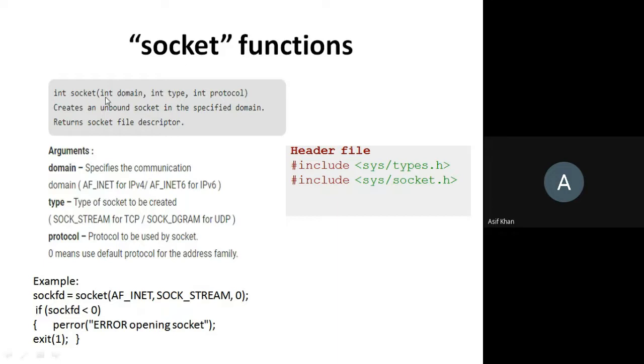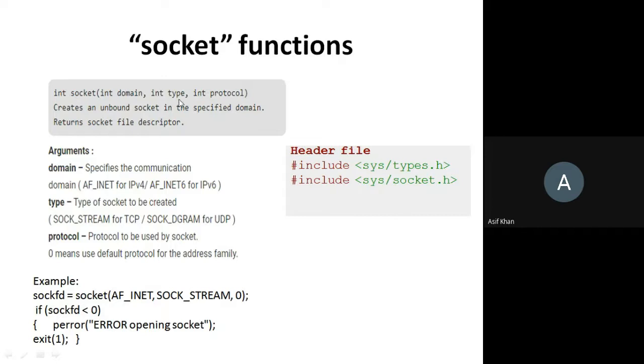Whenever you call socket, you are calling it for creating the endpoint, and you have to pass these arguments. If you want to create an IPv4 socket, an internet socket with IPv4, then you have to pass AF_INET. And for IPv6 you have to pass AF_INET6. The socket function is present in the header file sys/socket.h. And see, this is the example.